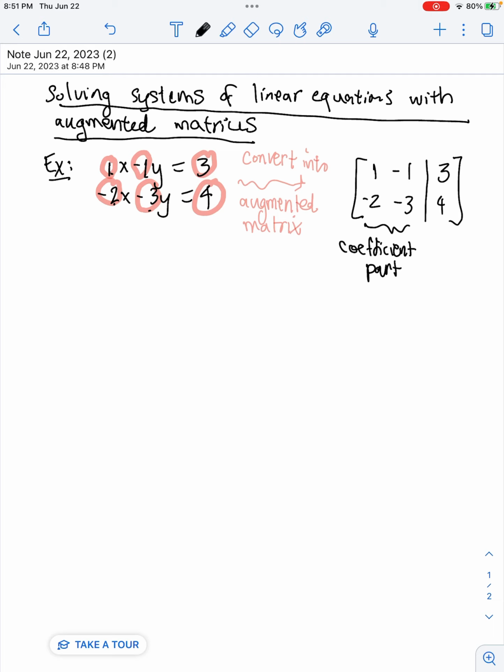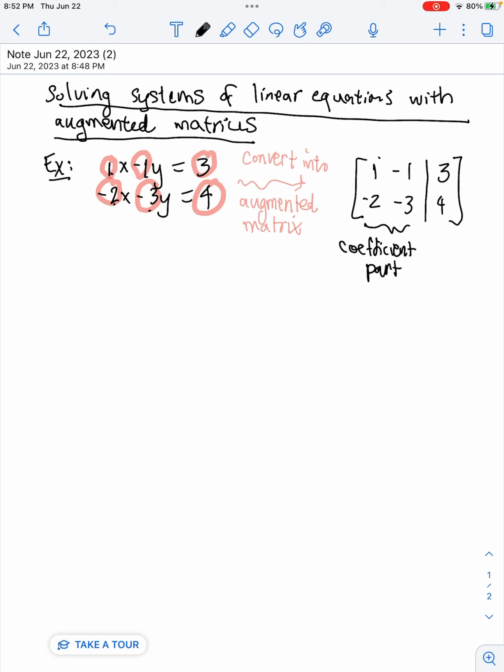Here's the coefficient part, separated from the 3 and the 4. I don't think there's a good name for this. Sometimes people call this, I forgot the name. But anyway, the point is that you want to keep these two things separate.